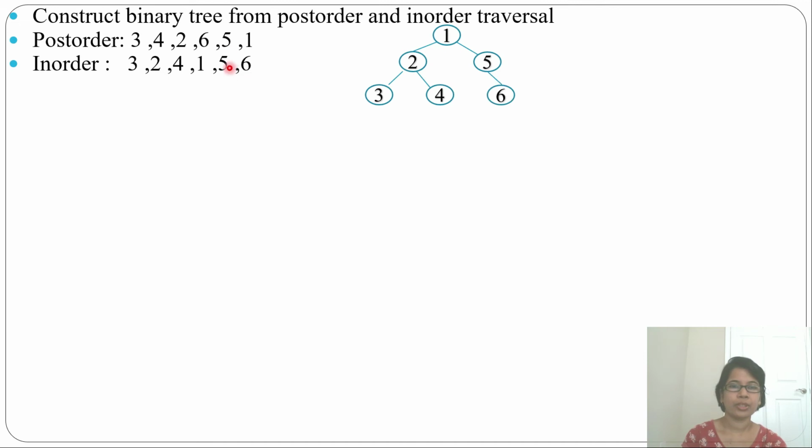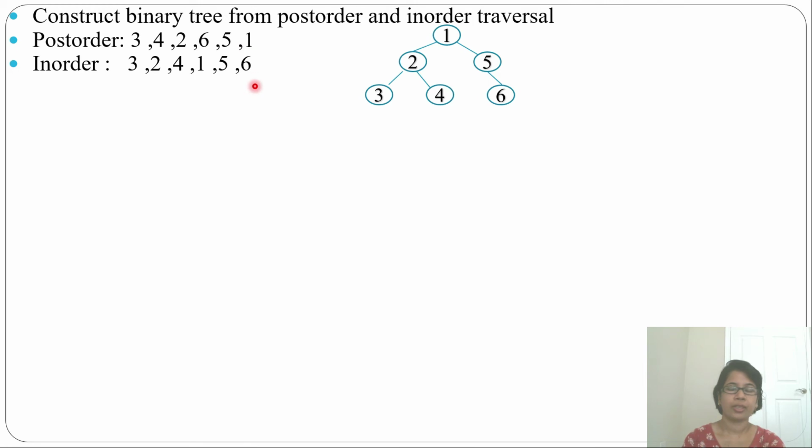So in postorder, the node present last will be the root, and the previous node of the root will be its right child. So here 5 will be the root and 6 its right child. And in preorder, the node present just after the root will be its left child. Just remember this trick and you can easily do it. So now the tree is constructed, and we'll find the preorder.